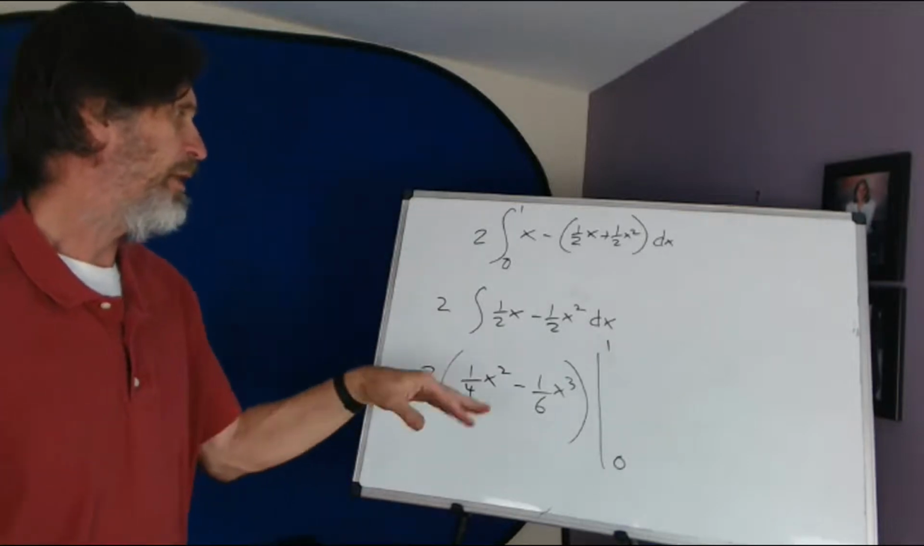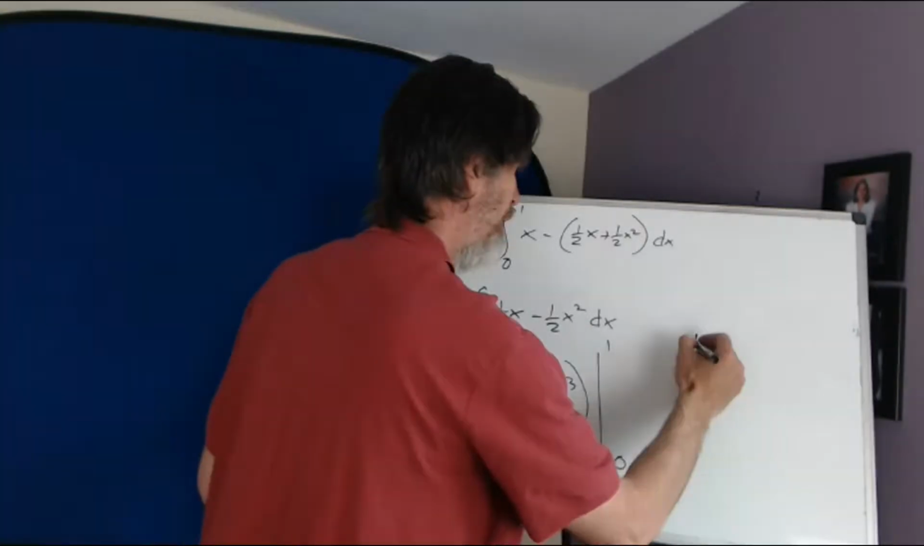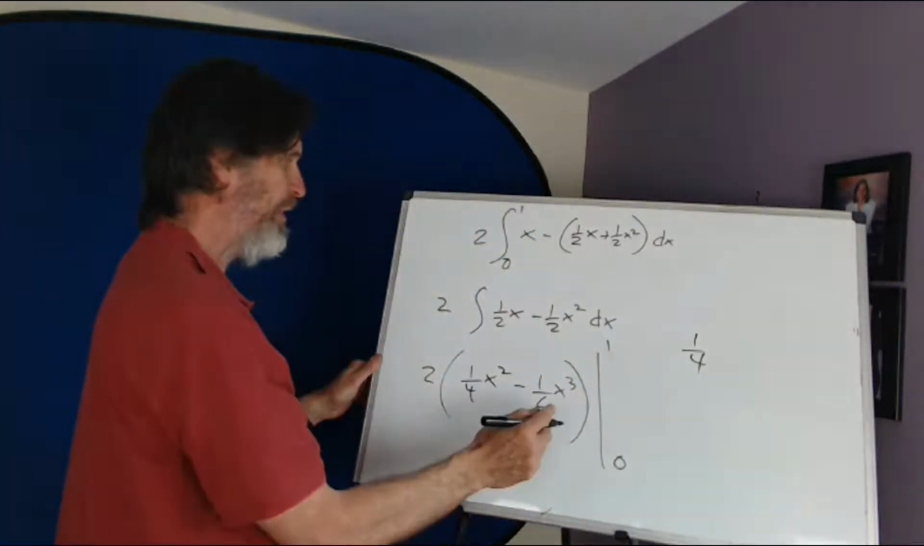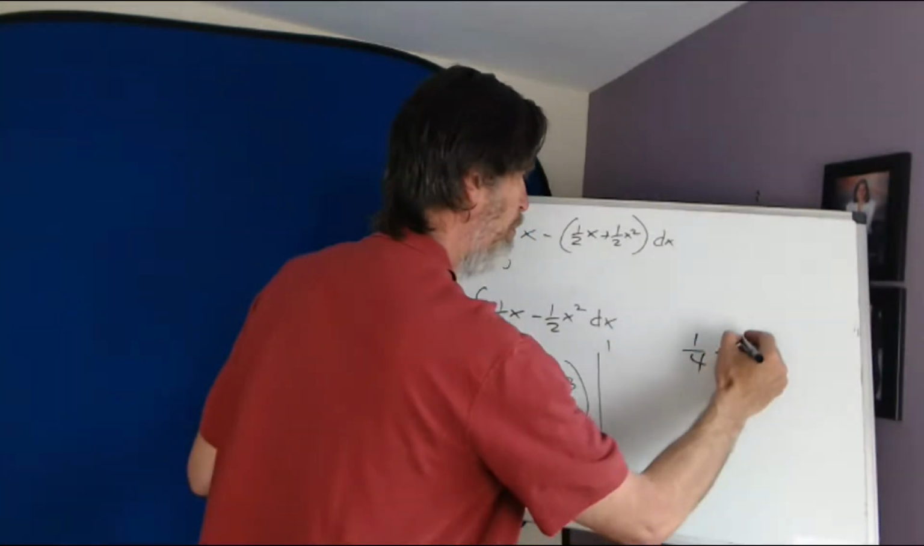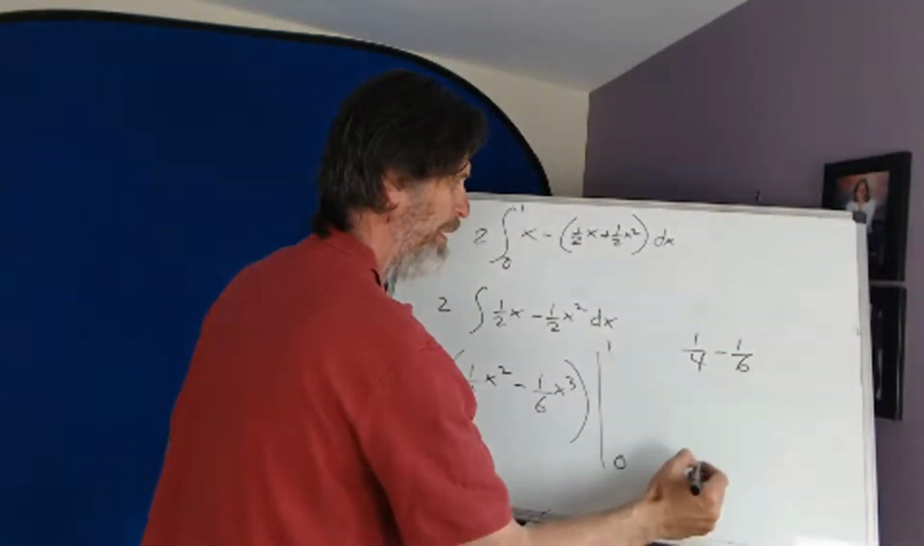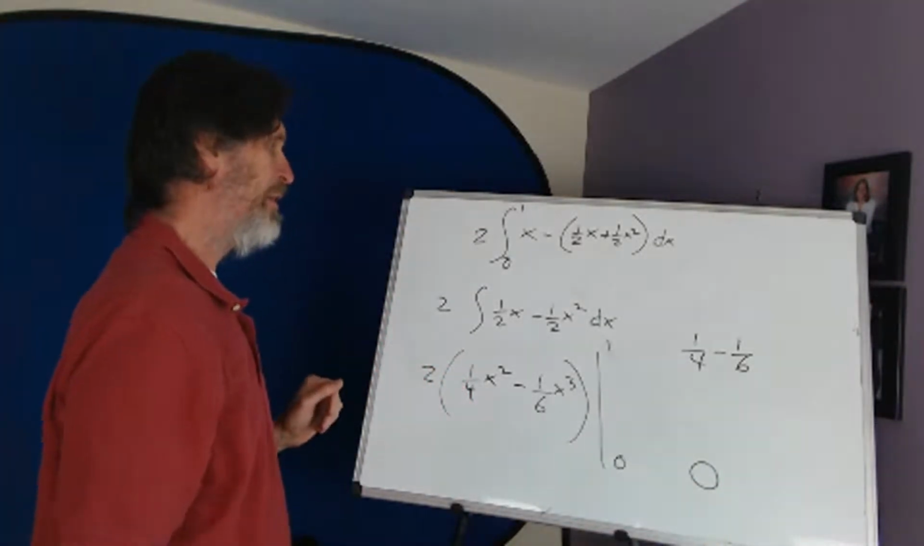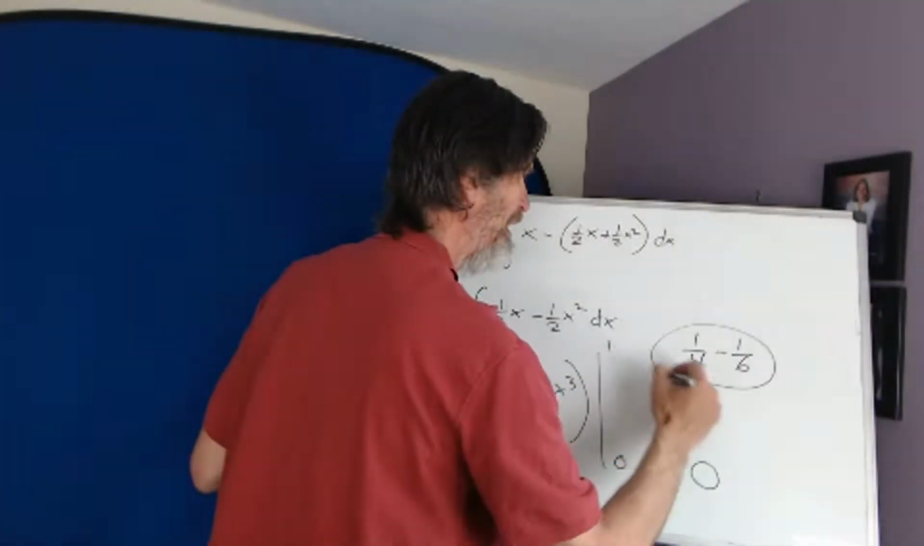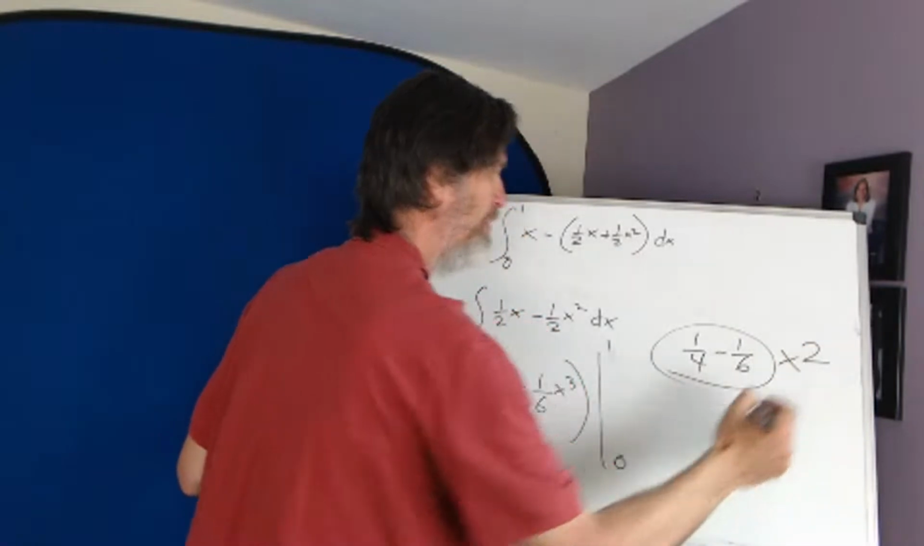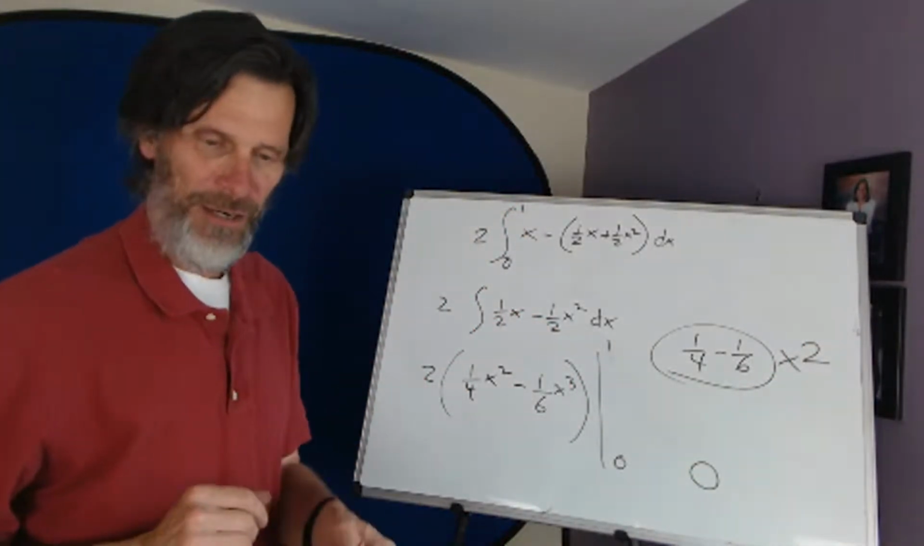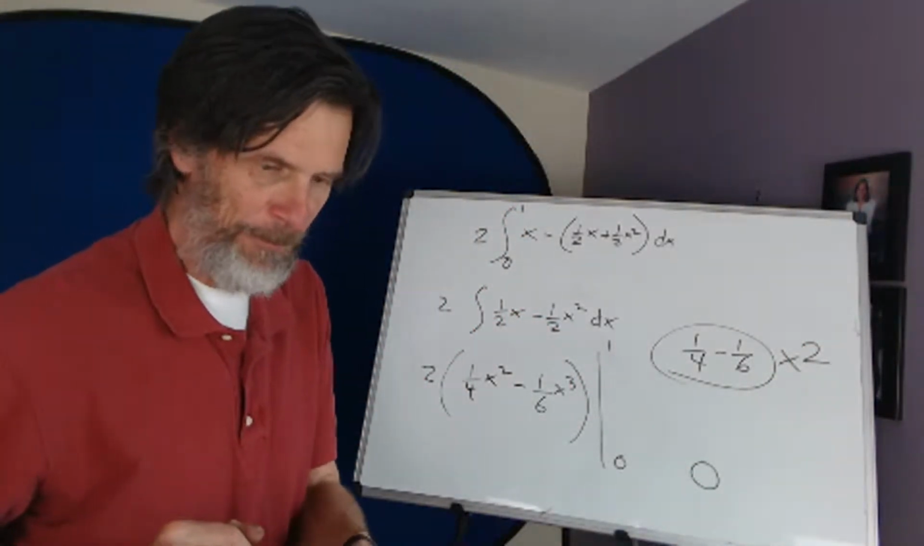At this point, plug in the 1, you get 1/4 minus the 1/6. Plug in the 0, you get a 0. So it's 1/4 minus 1/6, times 2. Grab out the calculator and see what you get.